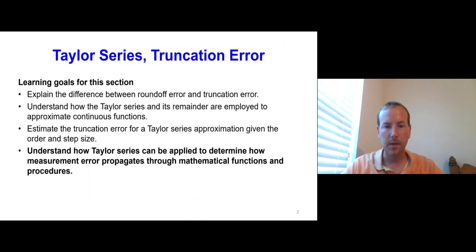So the learning goals for this section are to understand how Taylor series can be applied to look at how measurement error propagates through mathematical functions and procedures.